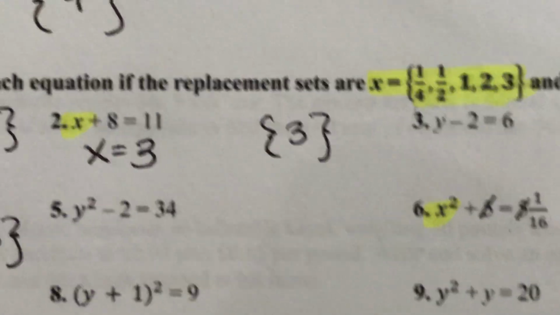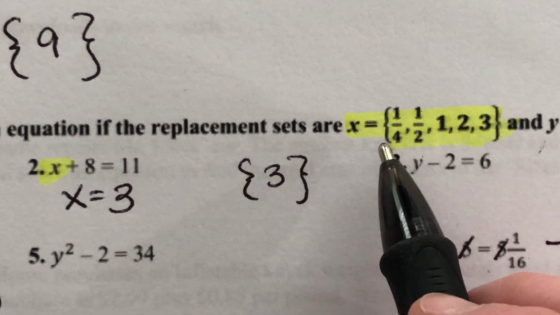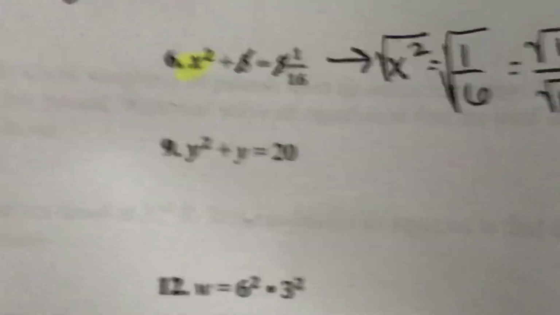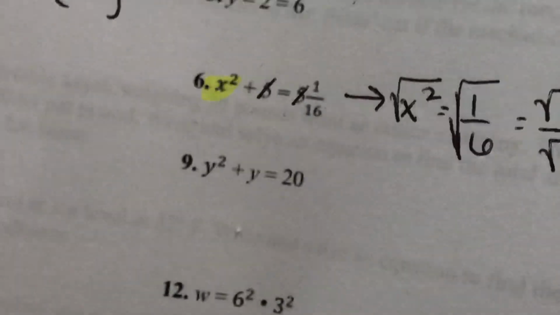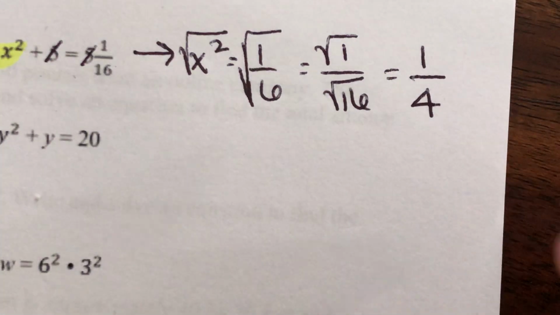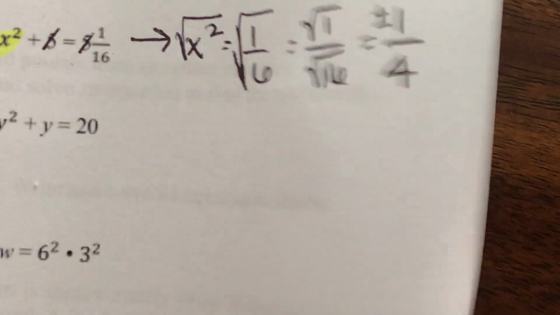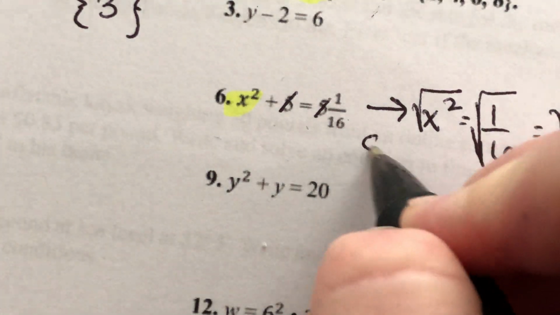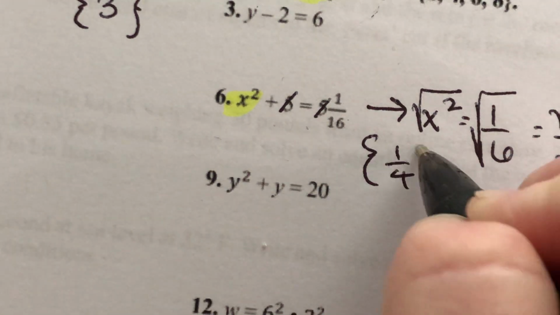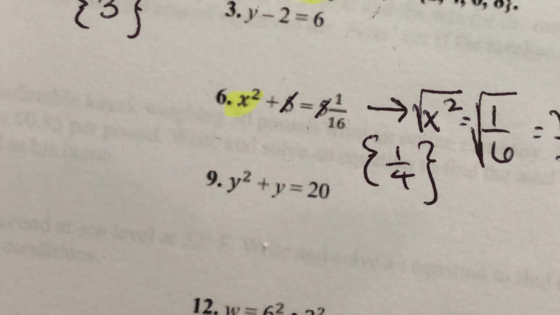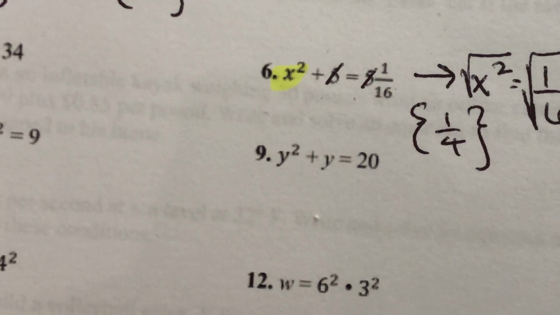But in my answer choices, I only have positive 1/4. So just like we did the problem with the 9, even though the solution is positive or negative 1/4, my only choice is positive 1/4. So I put that in those little squiggles. I'm terrible at drawing those.